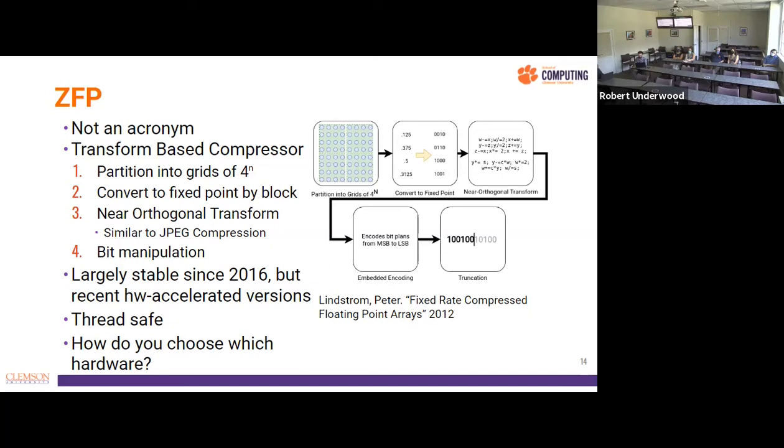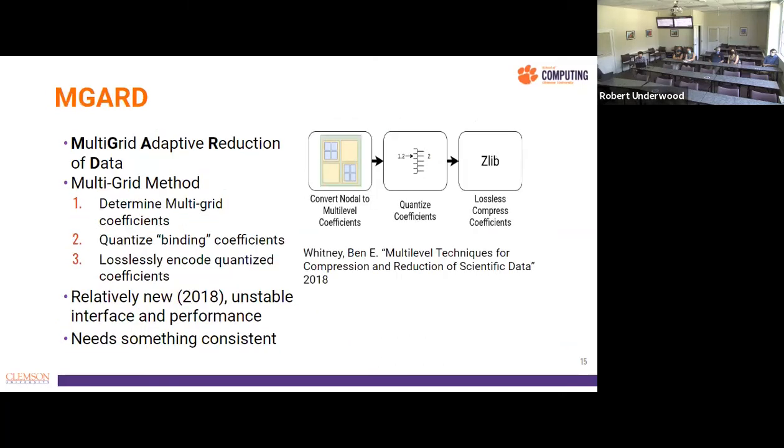ZFP as a compressor has been largely stable since 2016, but since then there have been recent hardware accelerated versions for FPGAs and GPUs, and some of these require additional tuning. So one question that remains, even when using just ZFP, is what hardware do you choose based off the context of the scientific application you have, how much data, and which one is going to be the most effective on the data sets that you have.